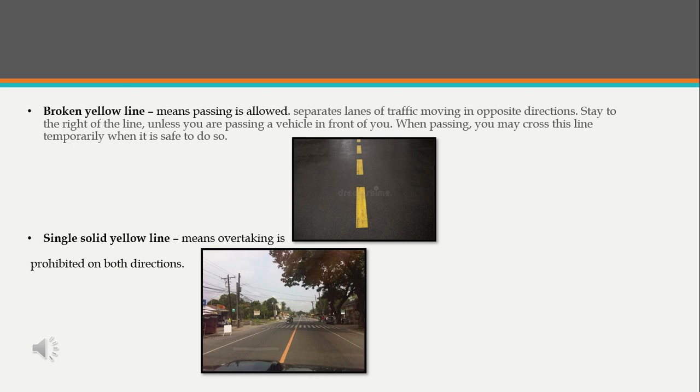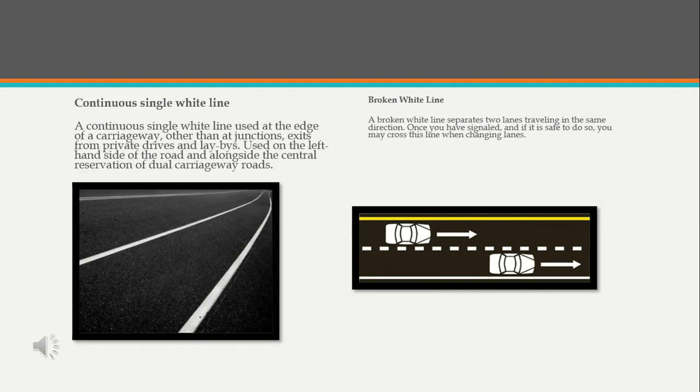It is an indication to the drivers that passing is allowed. Next is the single solid yellow line. It means overtaking is prohibited in both directions. Continuous single white line. A continuous single white line is used at the edge of a carriageway other than at junction exits from private drives and laybys. It is used on the left-hand side of the road and alongside the central reservation of dual carriageway roads.